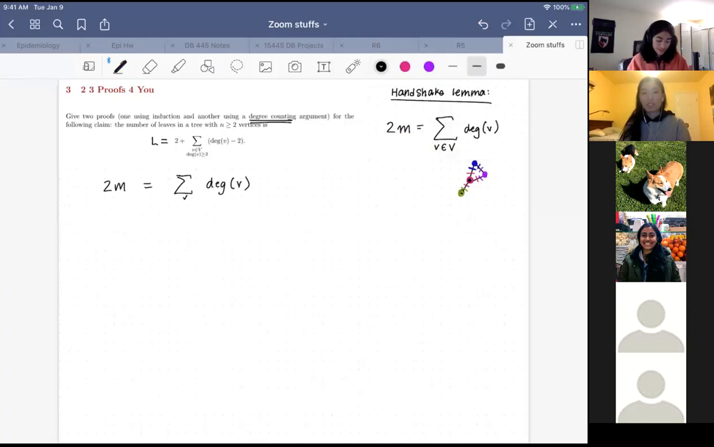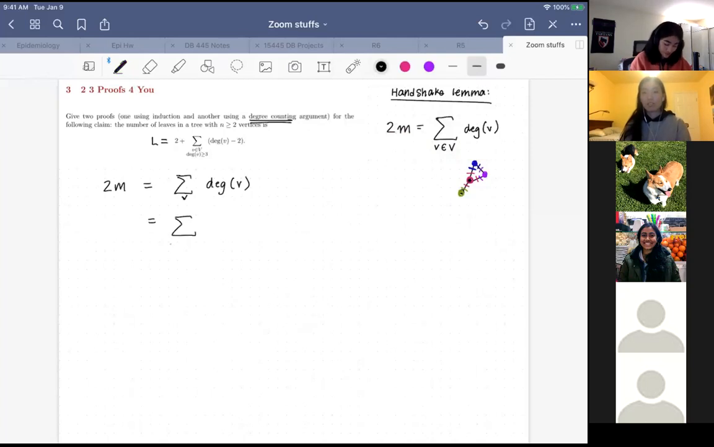But if we start off with the handshake lemma, we don't have the number of leaves anywhere, which is really what we want to show something. We want L equal to something. Well, a leaf is just any vertex with degree equal to 1. So let's go ahead and split up our summation to introduce leaves into there.